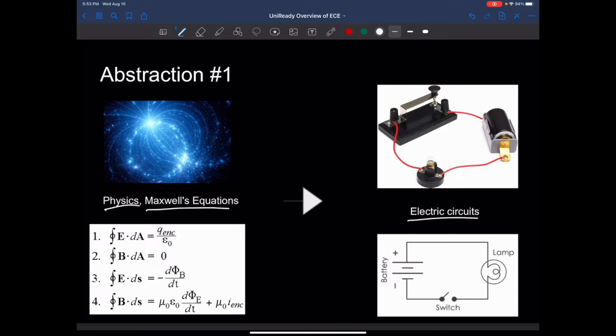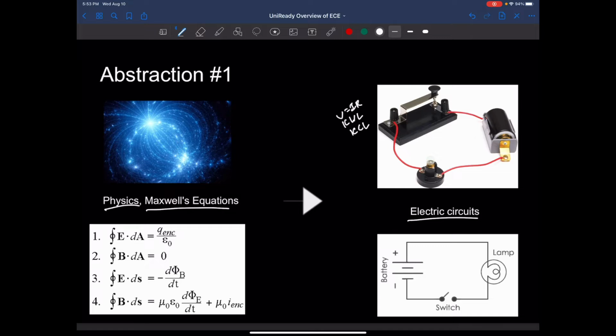Electric circuits can be very simple or very complex, but I'm going to be grouping them into one category because they all follow some fundamental laws that I'll be explaining a bit later on. And you probably already have heard of some of these laws like Ohm's law, V is equal to IR, right? KVL, Kirchhoff's voltage law, and KCL, Kirchhoff's current law.